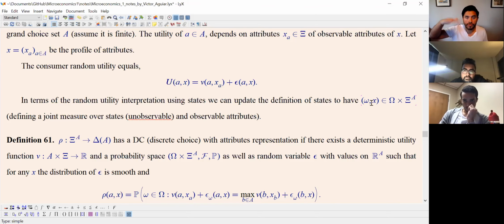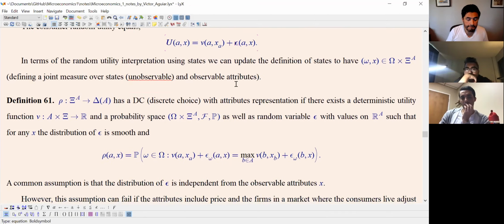And randomness comes from the variation in unobservable attributes, conditional on the observable attributes. So conditional on observable attributes, you're still random, okay? Because epsilon changes. This is capturing the unobservable attributes. Got it? So in principle, it depends on the observable attributes. Then we're going to play with it and make it independent. But right now, no, okay?